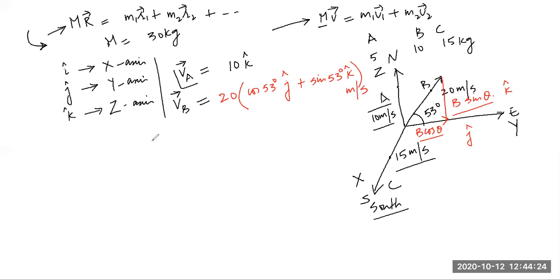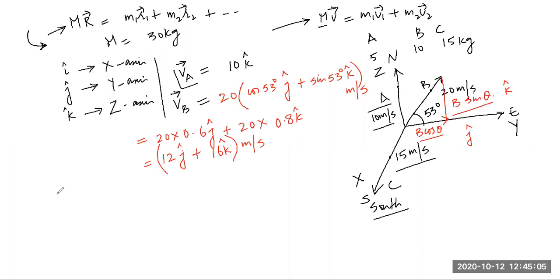Right? So this will be equal to, once you solve it now, you take cos 53. So this will be 20 into, you can do it from calculator or the table, 0.6 J cap plus 20 into 0.8 K cap. So this is equal to 12 J cap plus 16 K cap. What is the unit of velocity again? Meter per second. Beautiful.